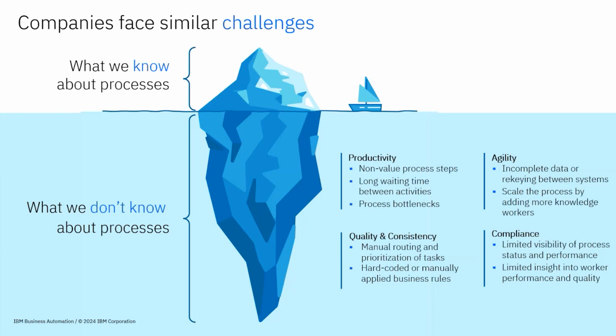And why don't we know? Well, the reason we don't know is we just don't have visibility or insight into what's going on, right? It's just the nature of the beast, if you will. We have things running, we have systems doing things, we have people doing things, and just in general, there's a challenge around productivity and compliance, agility, and even quality and consistency, because these are just things we don't know, right? So next slide, please.